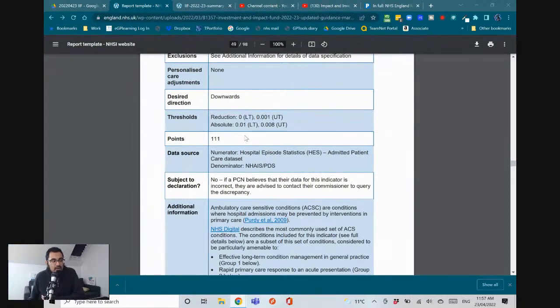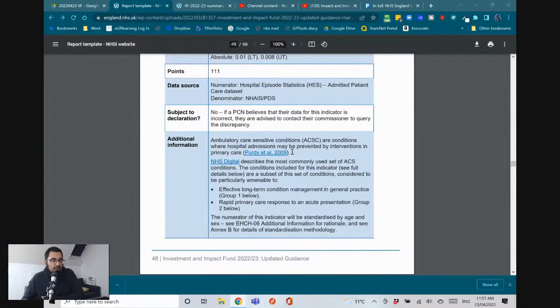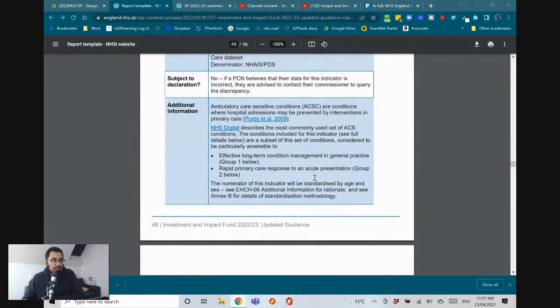The data source, again, is the Hospital Episode Statistics admitted patient care data set, and the denominator is other PDS data. You have to contact your commissioners if you feel the information is incorrect. So what do you have to do? They set out some conditions that they call ACSCs, which is ambulatory care sensitive conditions, and they feel that sometimes these can be prevented in primary care by effective long-term management and rapid response by general practice. The numerator is standardized by age and sex, etc.